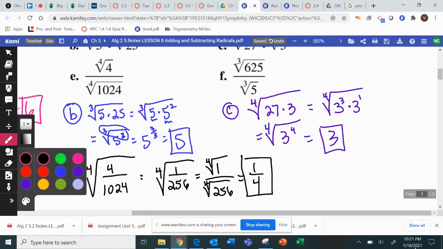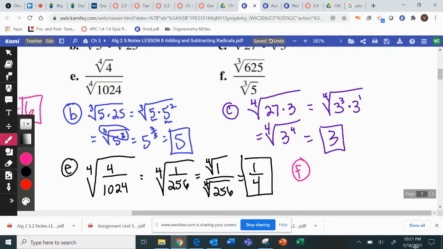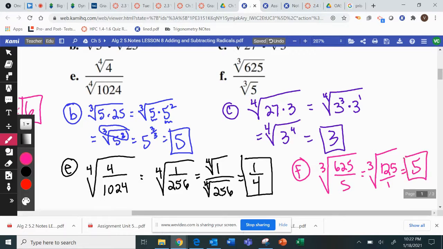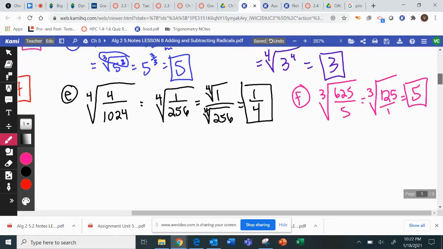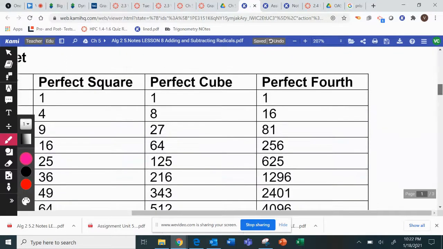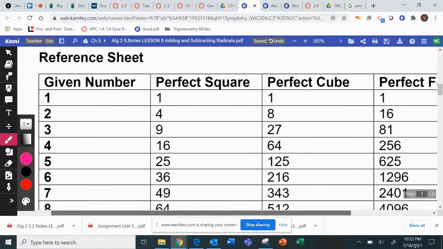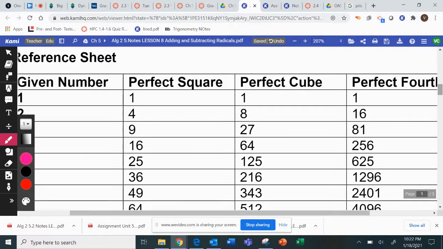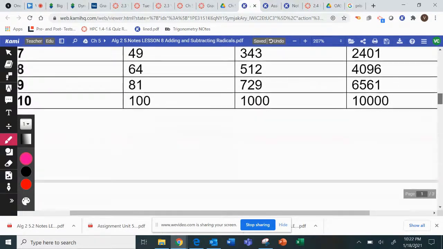And then question F. Take the cube root of 625 over 5. And you could divide those. We'll get the cube root of 125 over 1, but I don't really need the 1. So the cube root of 125 is 5. So it's a quick review over square roots, cube roots, fourth roots. Here's a list if you need to reference it anytime that you're doing the notes or during your assignment.